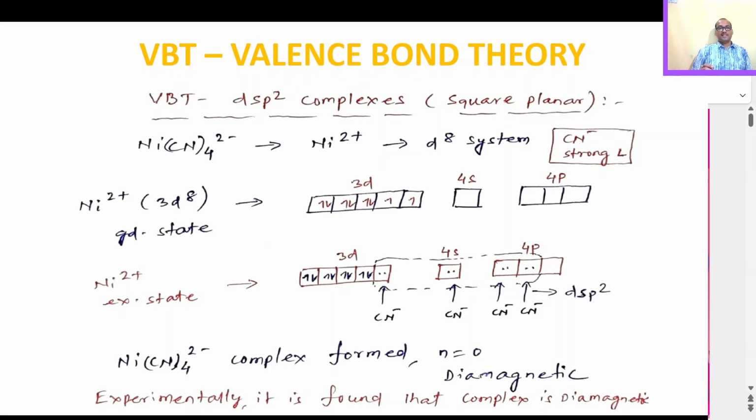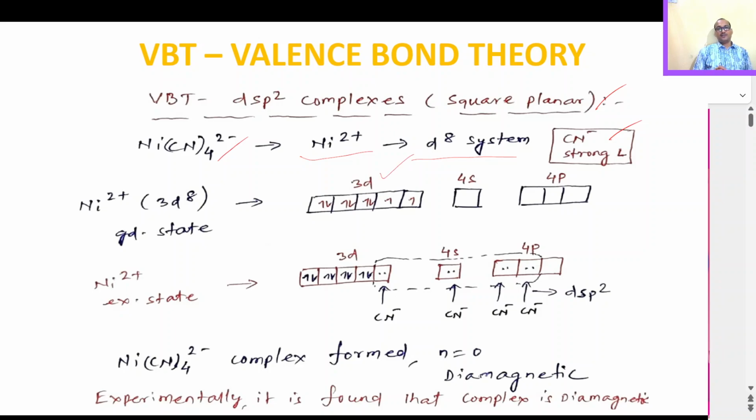So let's discuss the valence bond theory for dsp2 complexes, or square planar complexes. The example is [Ni(CN)4]2-. Here the oxidation state of nickel is Ni2+, and nickel 2+ means that it is a d8 metal ion. Here we have a strong ligand, CN-. So the d8 system means the configuration will be 3d8.